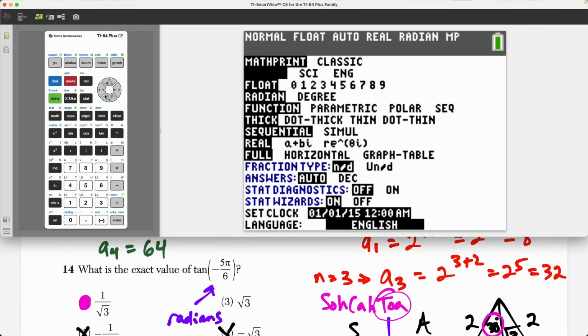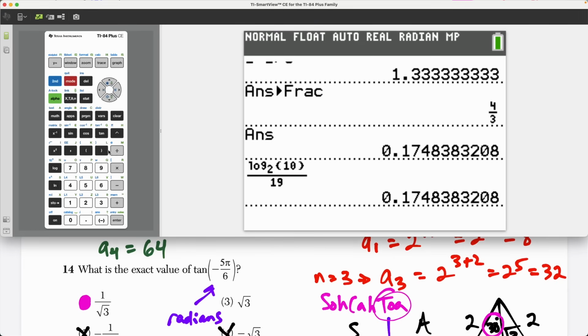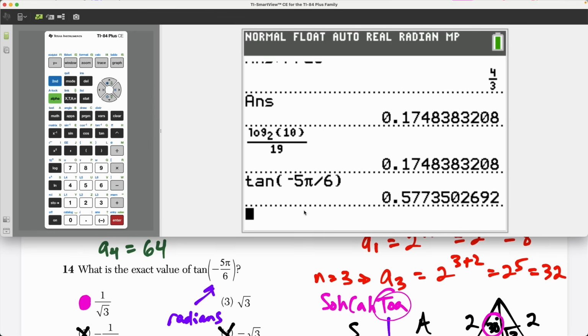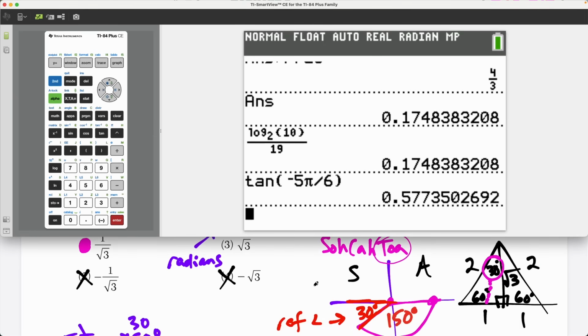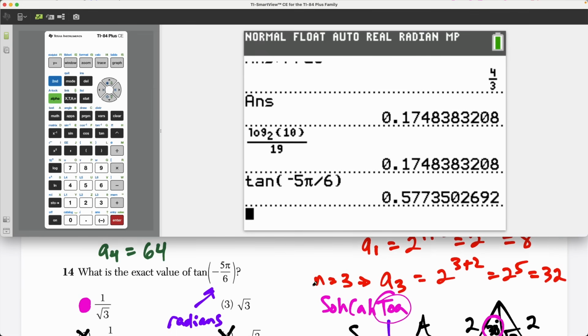I'll press mode. And notice that we're in radians. And we want to be in radians here because they gave us an angle in radians. And I could just go to the main screen and type tangent of negative 5 pi. I press second and the up arrow and then over 6. And then I press enter. And notice I get a positive decimal here, which as I mentioned before, we should because we have an angle that terminates in quadrant 3.